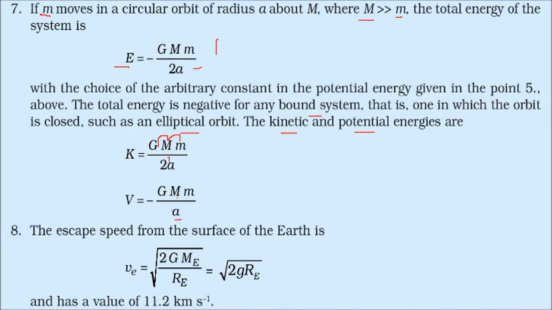The escape speed from the surface of the Earth, v_escape, is given by the square root of 2GM_E/R_E, which is equal to the square root of 2gR_E. This has a value of 11.2 km per second.